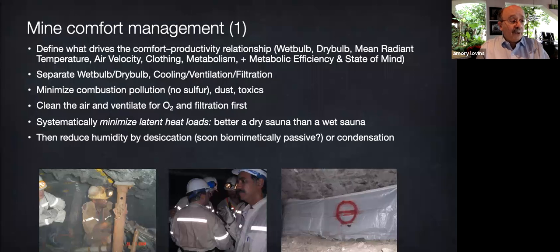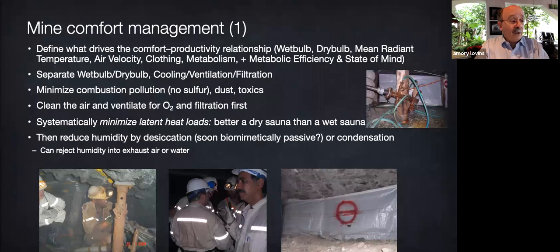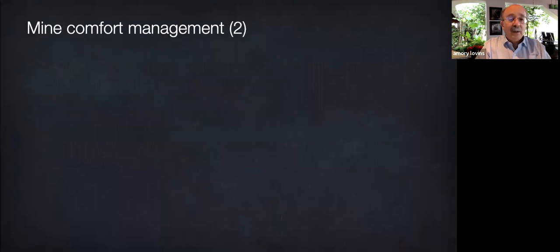Then we could reduce the humidity with a desiccant, which soon could be biomimetically passive. There are insects that know how to do that. Or we could have a condensing way to get moisture out of the air, and we can reject humidity into exhaust air or water. You notice on the right, one of the things we did was paint the black rock white so it would bounce the light around better and you could see what was going on.